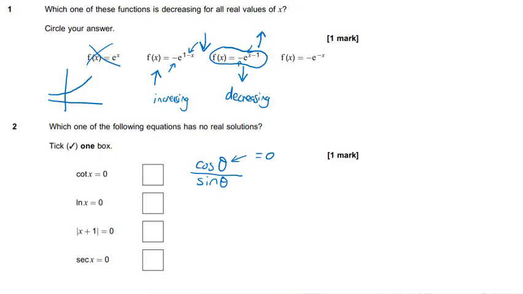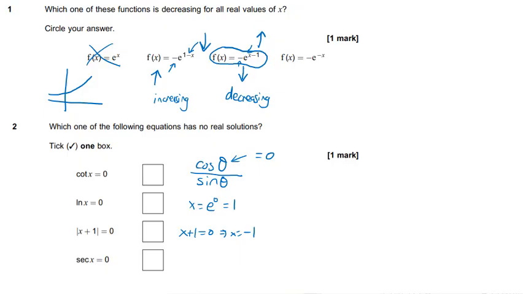ln x equals 1. Well, if we exponentiate that both sides, we get x is equal to e to the 0. So we know x equals 1 is a solution of that. So that's fine. Mod x plus 1 equals 0. Well, if we want the modulus of something to be equal to 0, then what's inside the bracket must be 0. So that gives us x plus 1 is 0. So x equals minus 1. So that has a real solution.